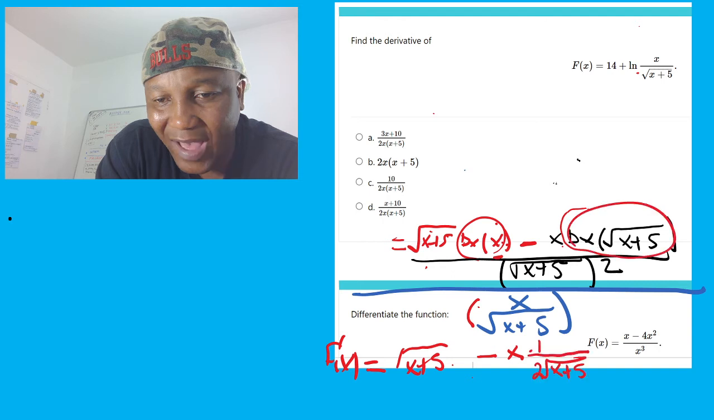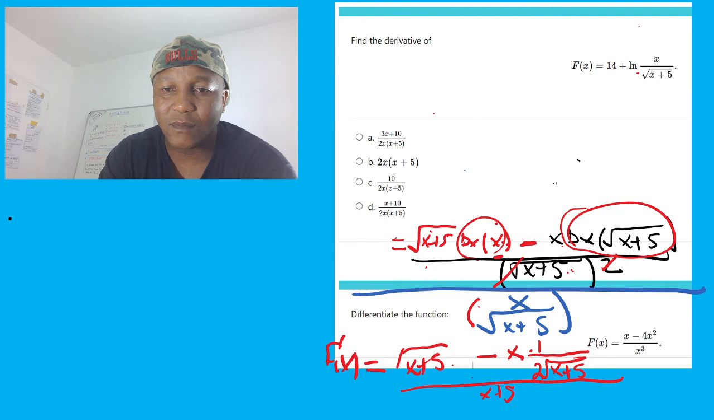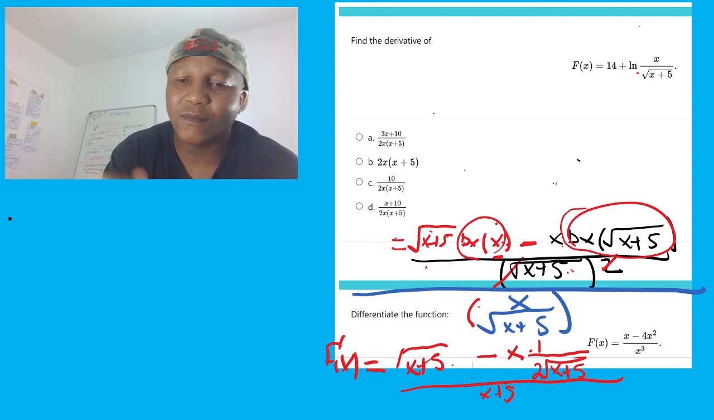Okay, but remember we have this over this one here, and remember this and this are going to cancel, so it's going to be x plus 5, x plus 5, x plus 5, and then what happened?